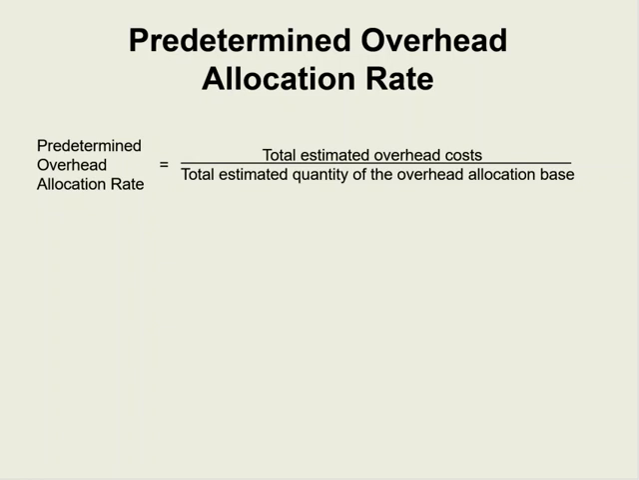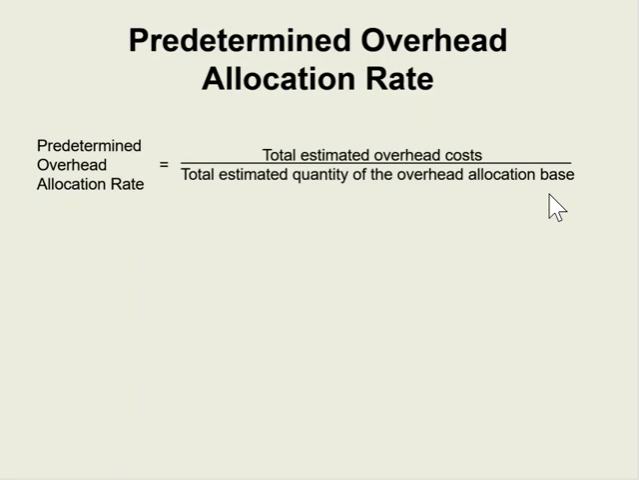For example, the utilities that we incur today, we may not receive that bill for several weeks or even a month after. So we have to have a way to allocate our overhead: taxes, insurance, depreciation that may occur when we're manufacturing the product, where we don't exactly know what those actual expenses are just yet. So we use this predetermined overhead allocation rate, which takes our total estimated overhead costs, whatever we anticipate they will be, and divides it by a total estimated overhead allocation base.